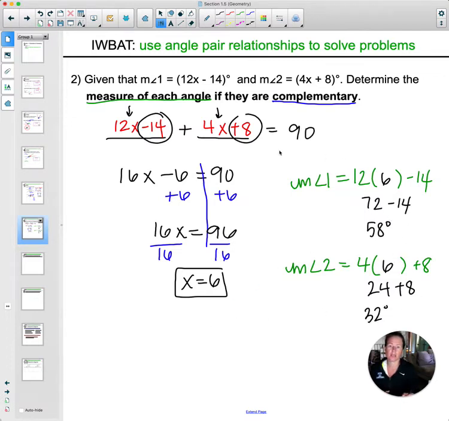Then you just want to make sure that they are complementary, so that if you did anything wrong, you catch it. Do a quick check: is 58 plus 32 90? And it is, so you're good.